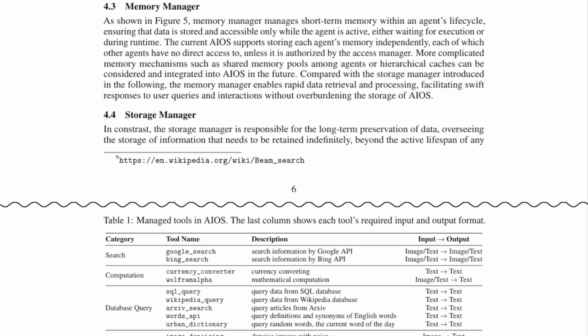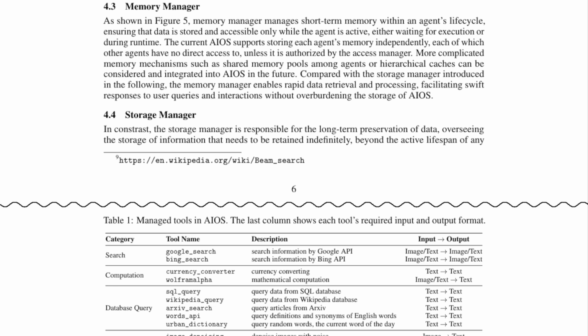Memory Manager. As shown in Figure 5, Memory Manager manages short-term memory within an agent's lifecycle, ensuring that data is stored and accessible only while the agent is active, either waiting for execution or during runtime. The current AIOS supports storing each agent's memory independently, each of which other agents have no direct access to, unless it is authorized by the Access Manager. More complicated memory mechanisms such as shared memory pools among agents or hierarchical caches can be considered and integrated into AIOS in the future. Compared with the storage manager introduced in the following, the memory manager enables rapid data retrieval and processing, facilitating swift responses to user queries and interactions without overburdening the storage of AIOS.